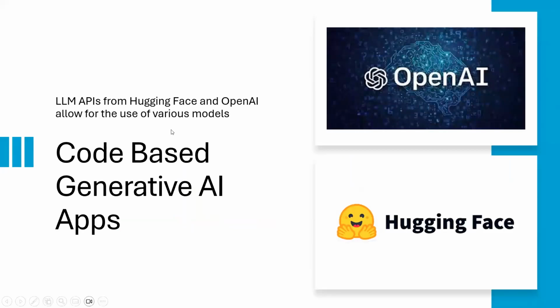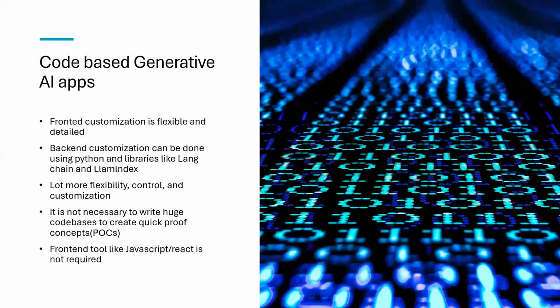Even if you want to use code-based, you can create your own instead of depending on these things. LLM apps from Hugging Face and OpenAI allow us to use various models. You can also create code-based models, right? In a code-based model, the front end is flexible and detailed. The back end can be done using libraries like LlamaIndex, LangChain, AI agents, with more flexibility and more control. Even customization is possible. It is not necessary for a proof of concept. Once you have done the proof of concept, you can build your own thing.